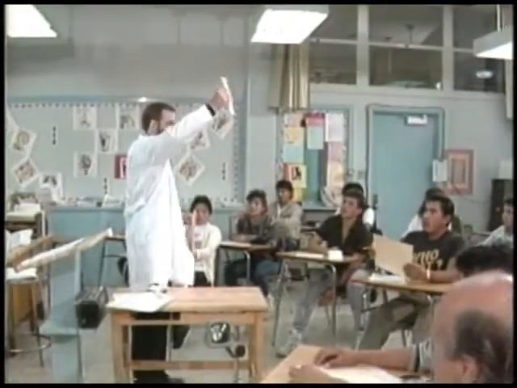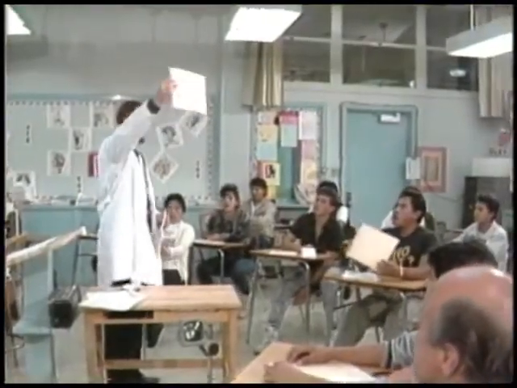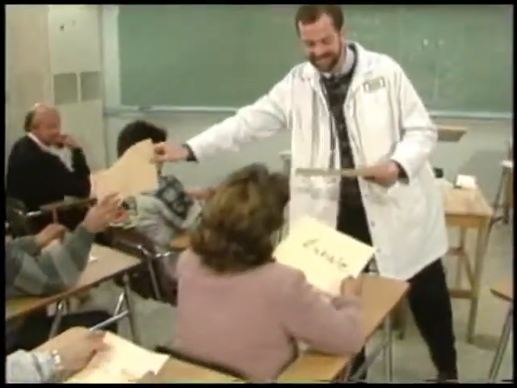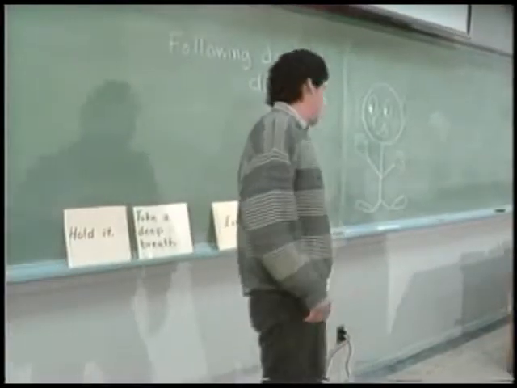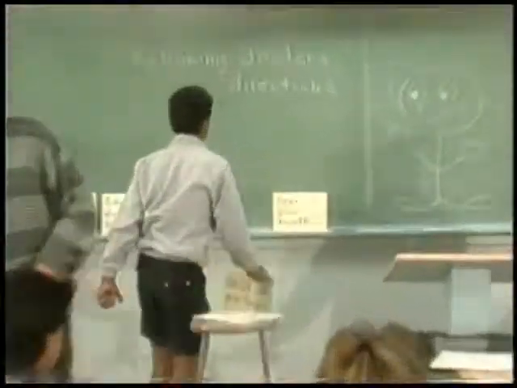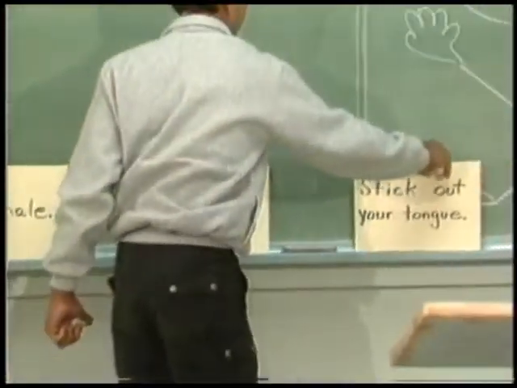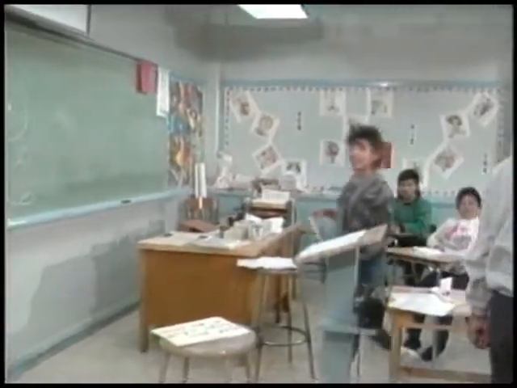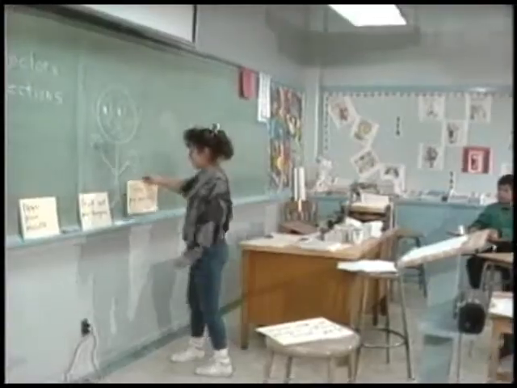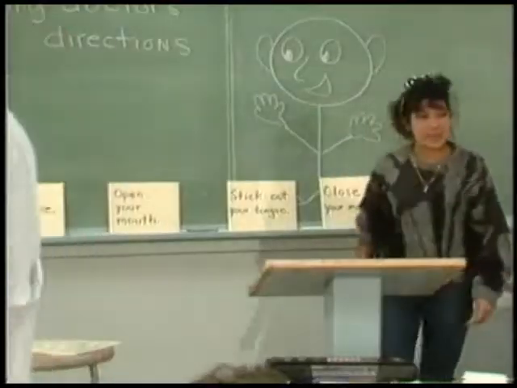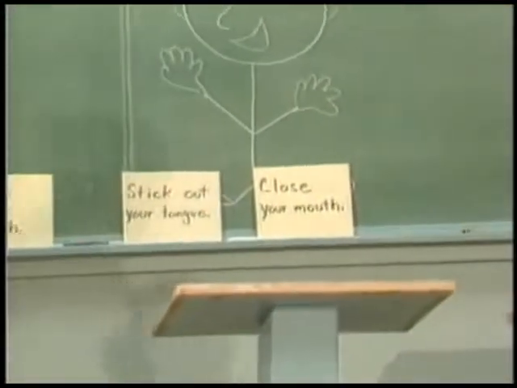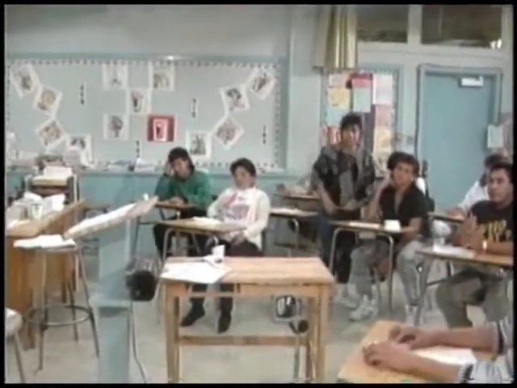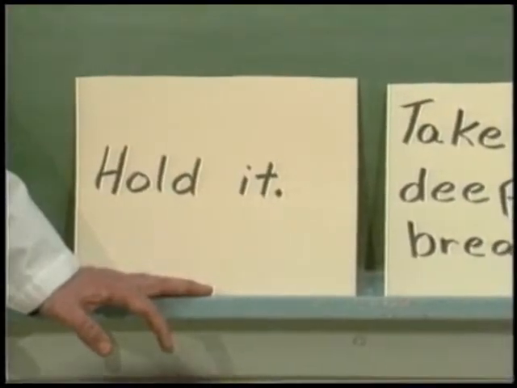First, he reads the commands written on cards, and the students follow the instructions. Open your mouth. Very good. Who can do that? Next, he distributes the cards to the students who can read them, and they place them on the chalkboard rail in the proper order. Stick out your tongue. Close your mouth. Is that the right order? Is that the first thing we do?